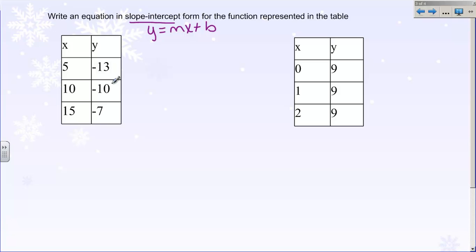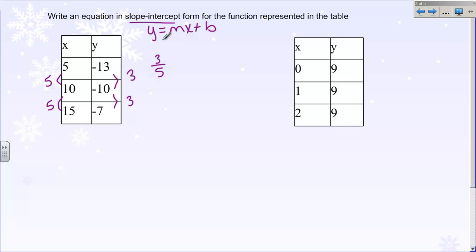First things first, I have to know my slope. So I've got to do my change in y over change in x. So from -13 to -10 is a change of 3, and from 5 to 10 is a change of 5. So my slope should be 3 over 5. Let's check here to be sure. From -10 to -7 is 3, and from 10 to 15 is 5, so it's still a slope of 3/5. So I'm good so far.